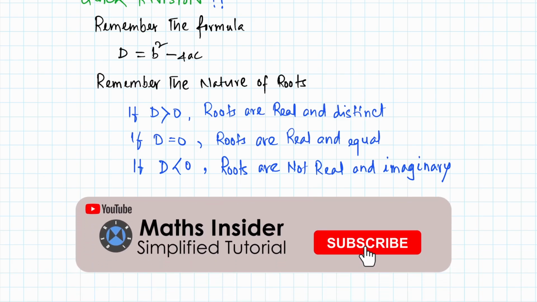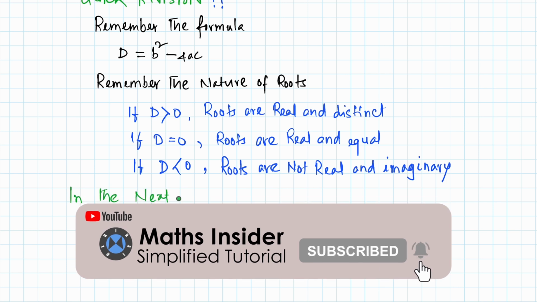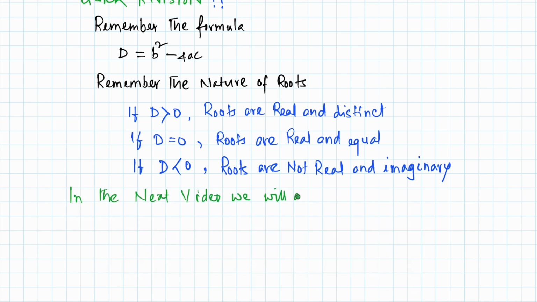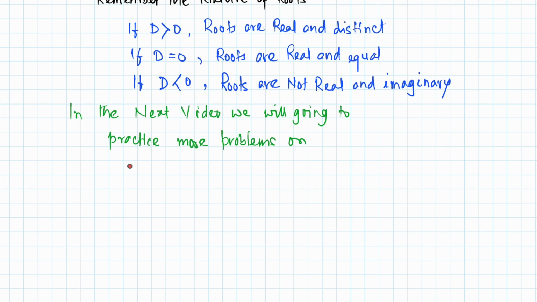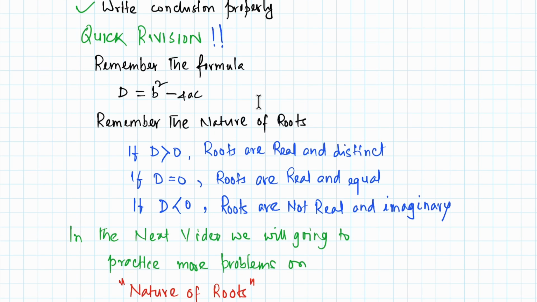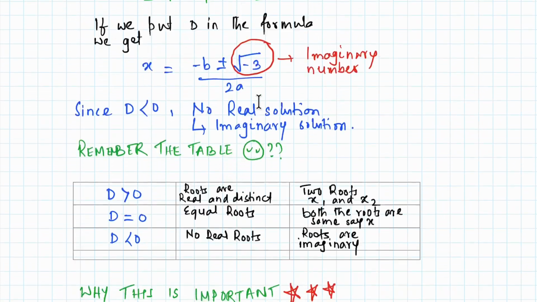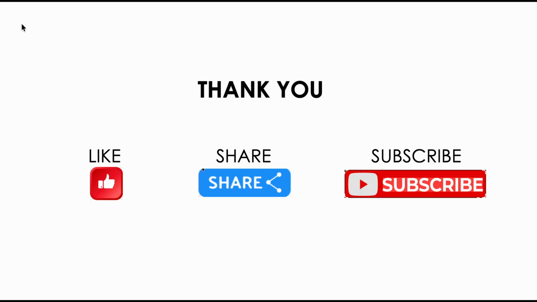I think you have enjoyed this video and you have got the concept of the discriminant and how to use the discriminant to find the nature of the roots. In the next video, we're going to practice more problems using the discriminant, and how we can derive the nature of the roots. So this is the whole thing in gist.